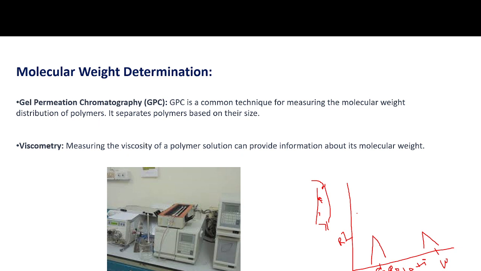From there we can calibrate this instrument with known polymer molecular weights. Then we run our sample and get a plot like this. Then we can identify the molecular weight of the unknown polymer solution. There is also viscosity measurement. From the viscosity measurement we can know the polymer molecular weight, because when we increase the polymer molecular weight, we increase the viscosity of the polymer solution.